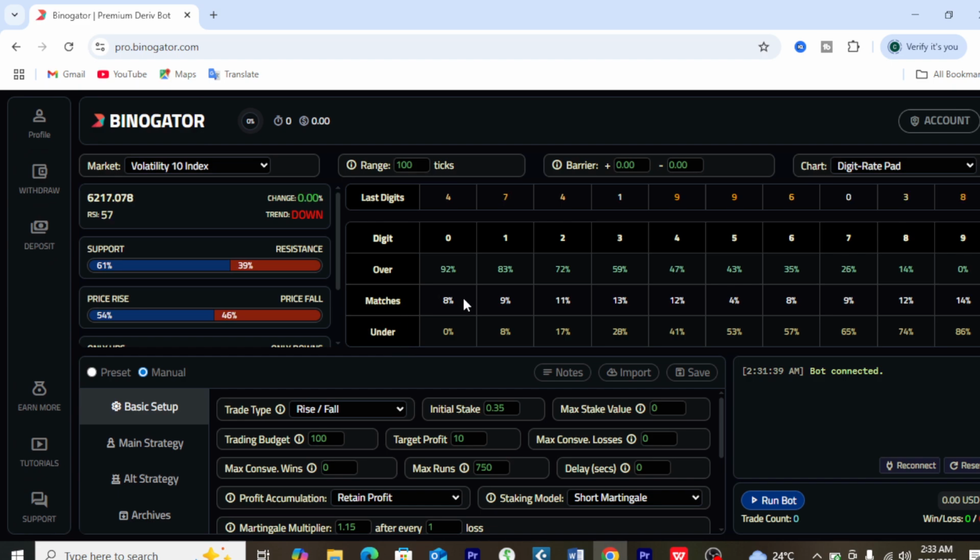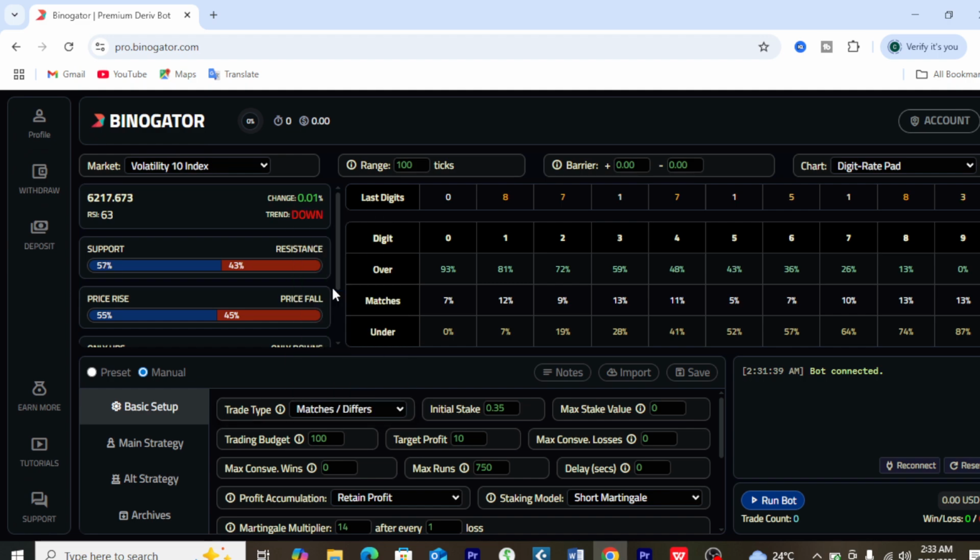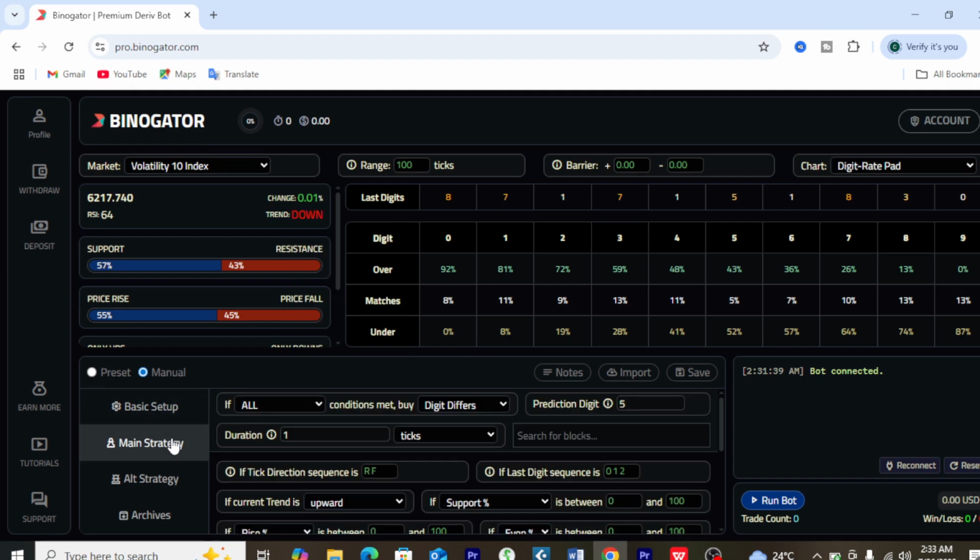So I'm going to look at these numbers carefully, and I'm going to notice that the smallest percentage of these numbers here is 4. So this per matches is the probability or the percentage that the numbers that are matched here is going to match the last digit of the market. So first things first, let me change this to matches differs and go over to my main strategy.